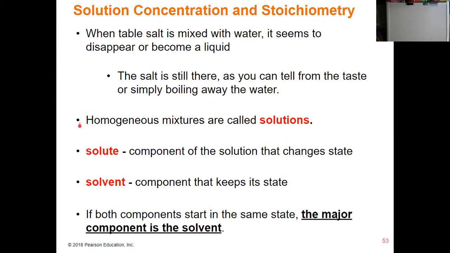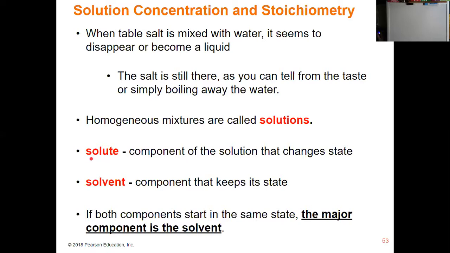For example, we call homogeneous mixtures solutions. So when we're talking about solutions, concentration, and solution stoichiometry, we're talking about homogeneous mixtures. So we're going to be mixing two different things together. We have two components of the solution that we have to differentiate. The first is the solute, that is the part of the solution that changes state. It's also the part of the solution that is the minor component. Whatever exists in a smaller quantity, that's our solute.